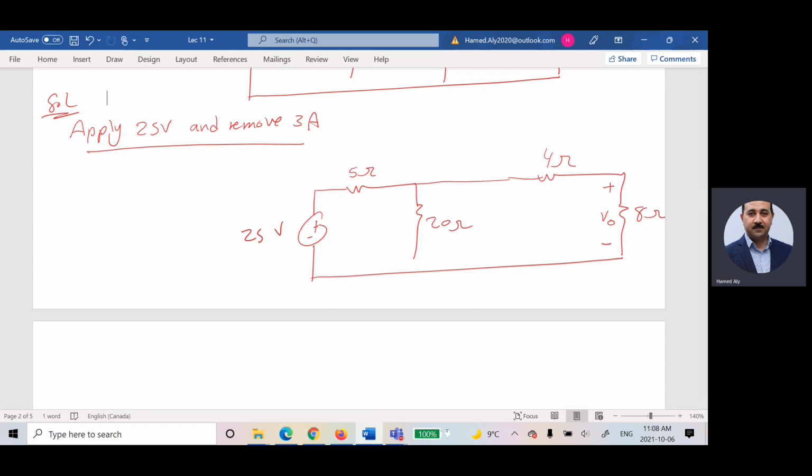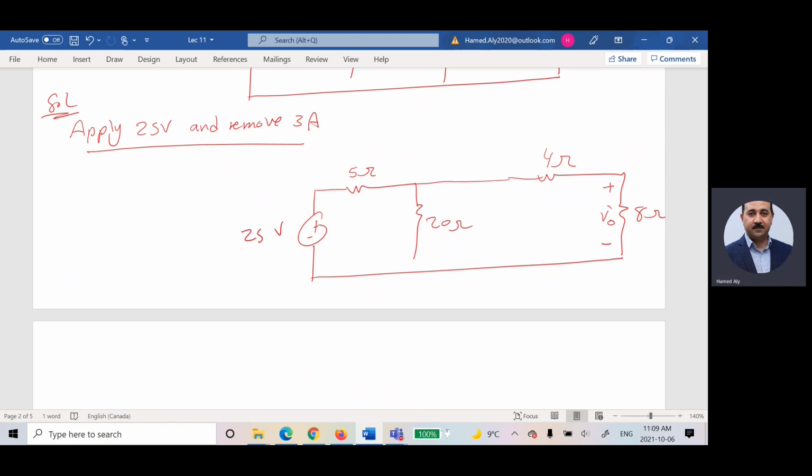Okay, what do you want to do? I would like to calculate VO prime. Why am I calling it VO prime? Because it is not VO, it's part of VO, so I give it another name. I will calculate VO prime. How to calculate VO prime? Which method should you use?